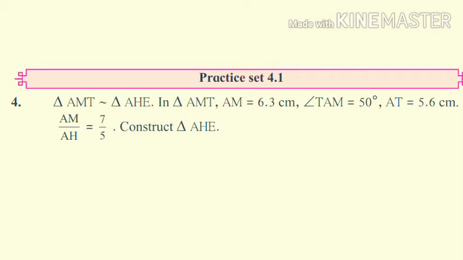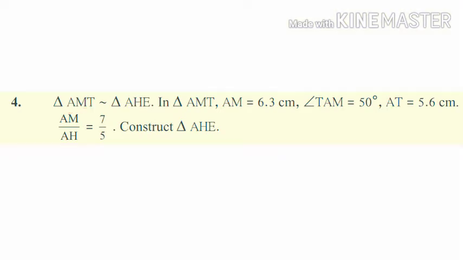Now we will move on to question number 4. Triangle AMT similar to triangle AHE. In triangle AMT, AM equal to 6.3 cm, angle TAM equal to 50 degrees, AT equal to 5.6 cm, AM upon AH equal to 7 upon 5. Construct triangle AHE. Now if you observe both the triangles, vertex A is common between them.